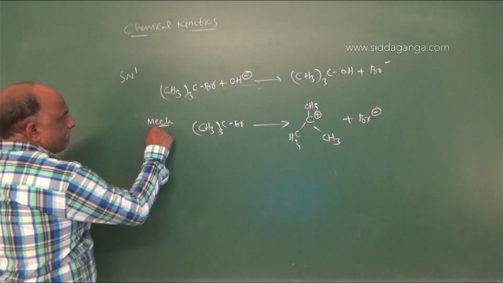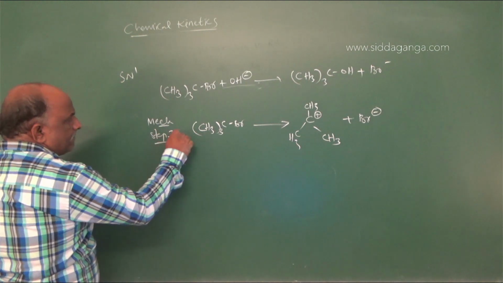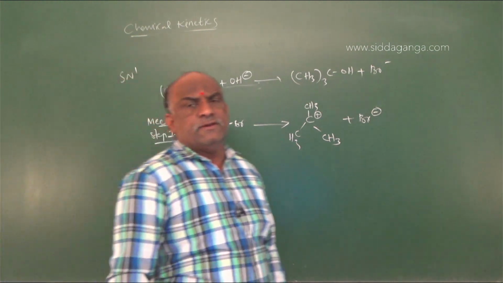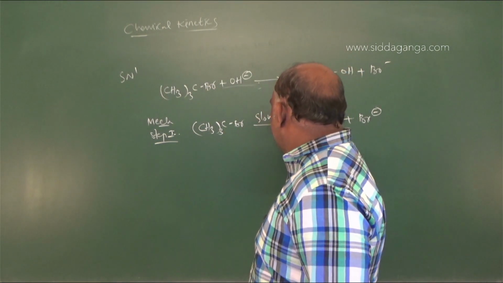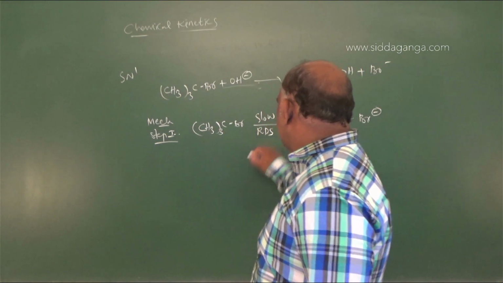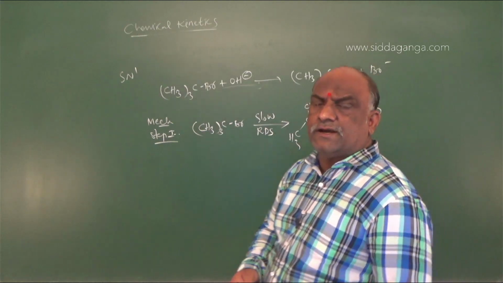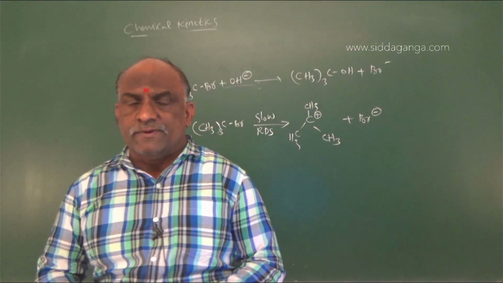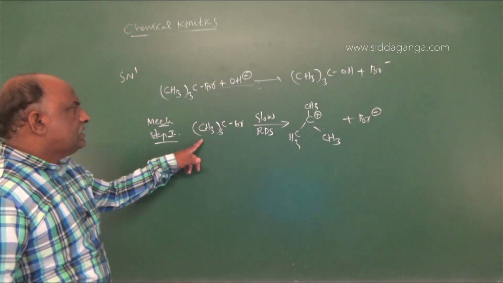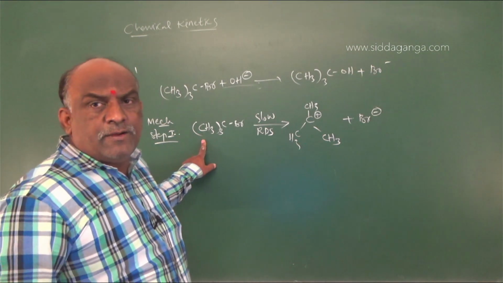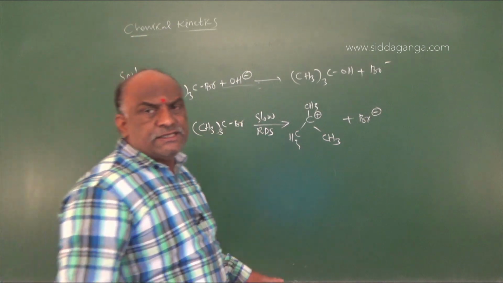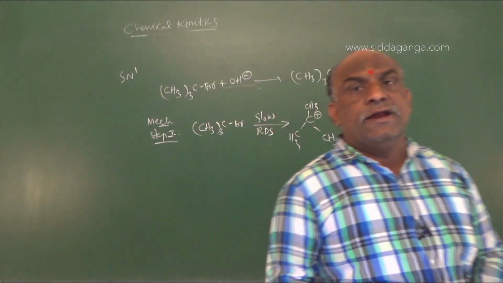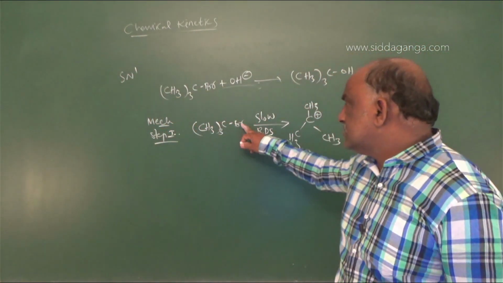This is step 1. Once you observe step 1, this is called the slow step. This slow step is the RDS, the rate determination step. In the slow step, how many atoms are participating? Only one. How many molecules? One molecule. How many species? One species only is involved in this rate determination step.